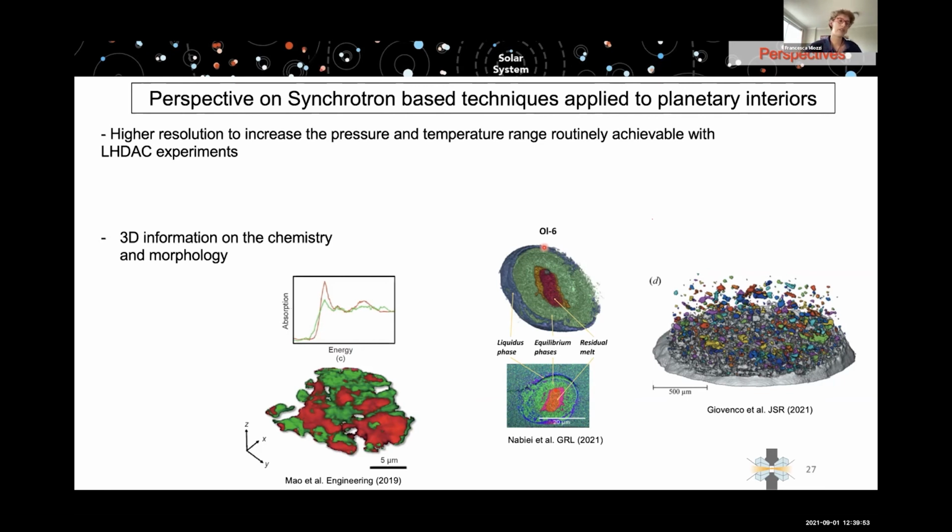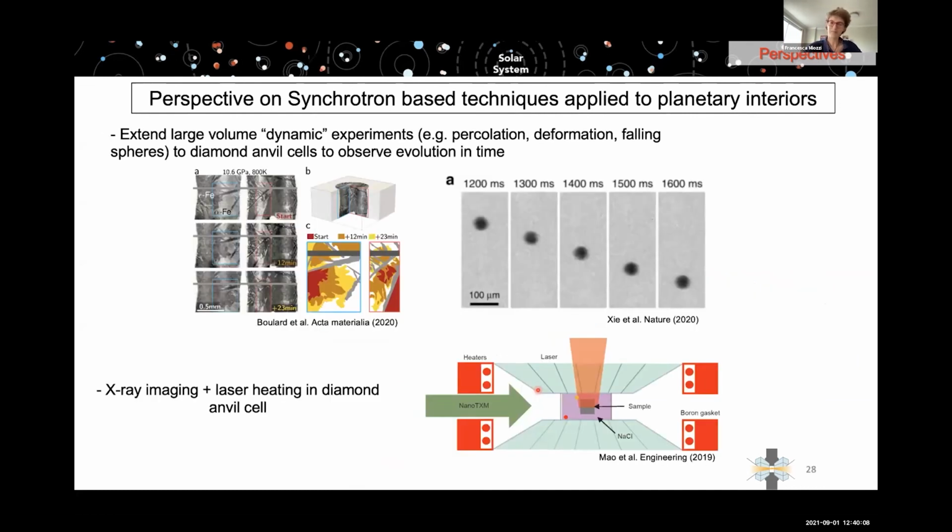And then moving forward to having 3D information of chemistry and morphology, we have seen that also Faye has shown us some of the amazing reconstructions. So I think that's where we have to go to have a complete view of each experiment we are doing. Then the other aim is to actually extend what we can do now in large volume on synchrotron, so online. So all the experiments about percolation, deformation, falling sphere experiments, all these experiments that allow us to see how things evolve in time. So the time parameter together with the pressure and temperature, it would be amazing to extend it to diamond anvil cell. And I'm sure we will arrive there.